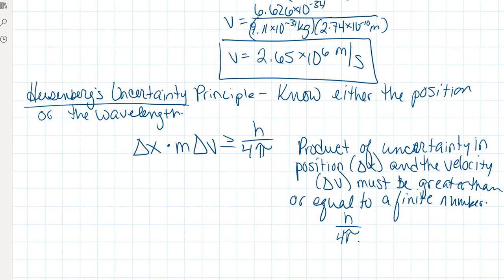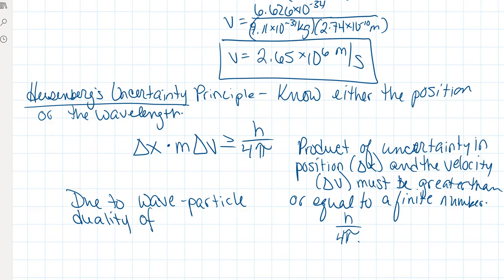So the more you know about the position, the less you know about the velocity. The more you know about the velocity, the less you know about the position. And this is due to the wave-particle duality of light. In this case, the properties that let it behave like a wave and the properties that let it behave like a particle. Because of that, you can't know both. You can only know one.